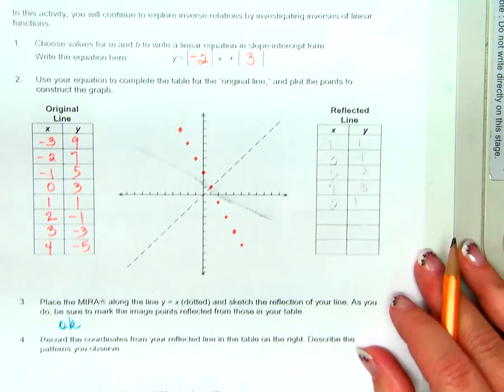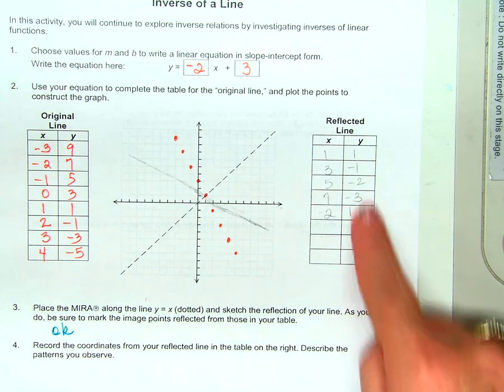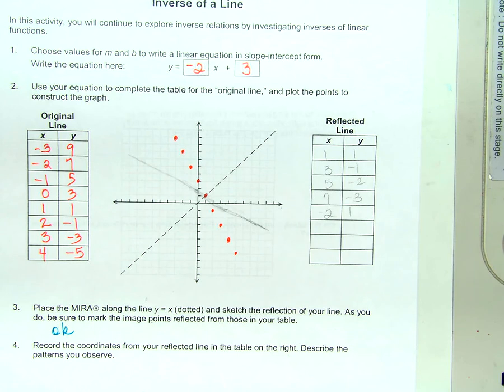I'm having a hard time seeing mine. Are you having a hard time seeing yours? That means we must have done it wrong. No, this is an experiment, right? We're figuring stuff out. So write a couple of them down. Do you see any patterns?